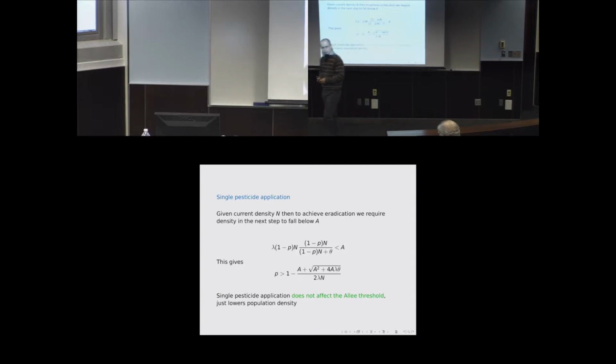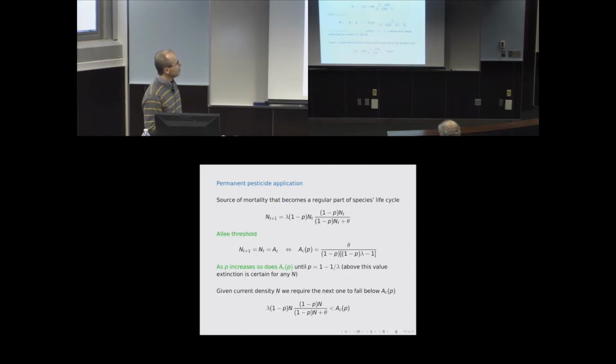This is an example of the situation where we lower the population size, because we do not affect the Allee threshold in any way. We just apply the pesticides once and look at how much we should use to make the population go extinct, or make the population fall below A. What we get if we apply the pesticides permanently, so that we apply pesticides every year, is that the application itself becomes part of the life cycle.